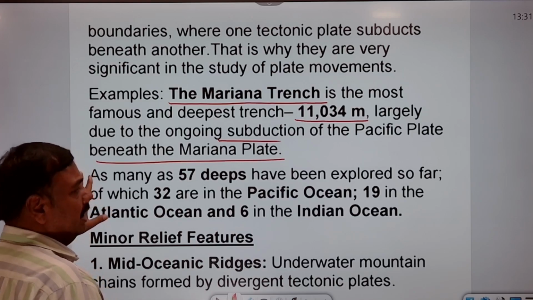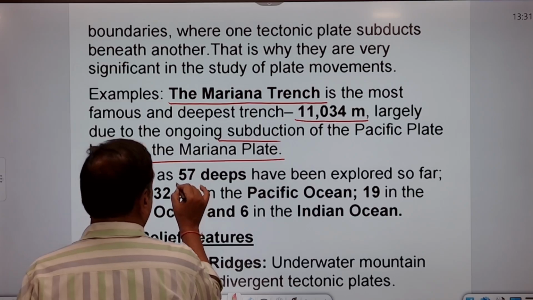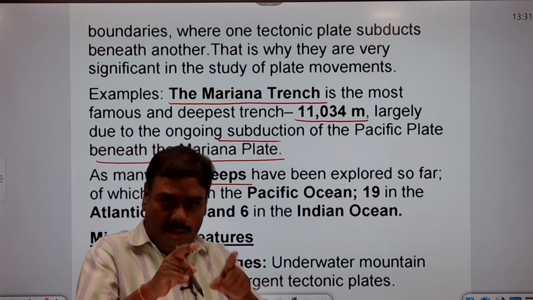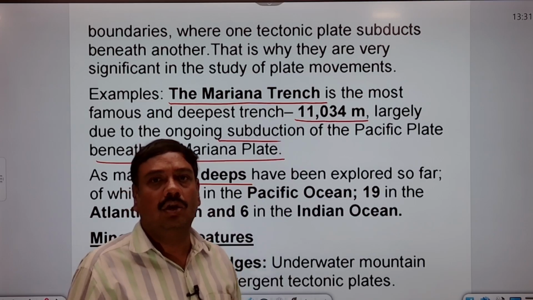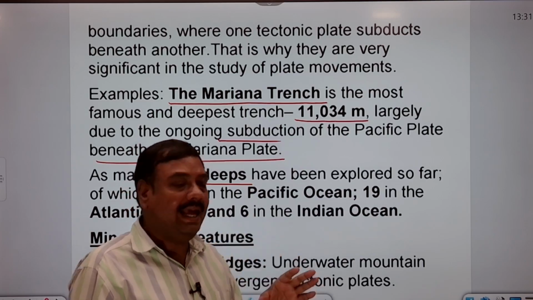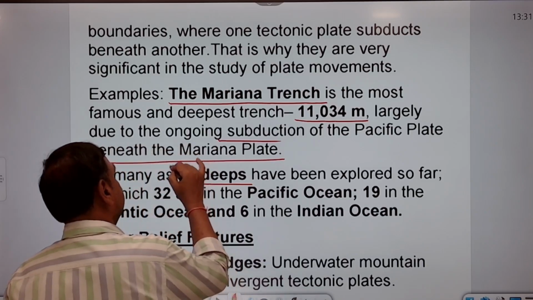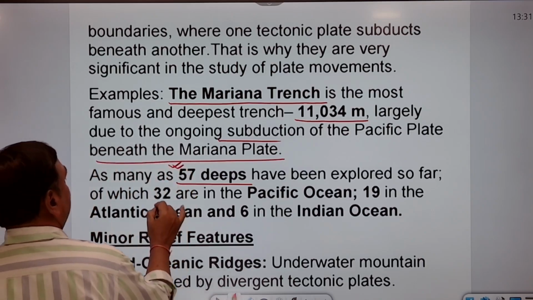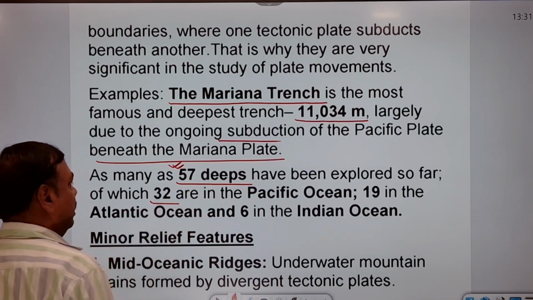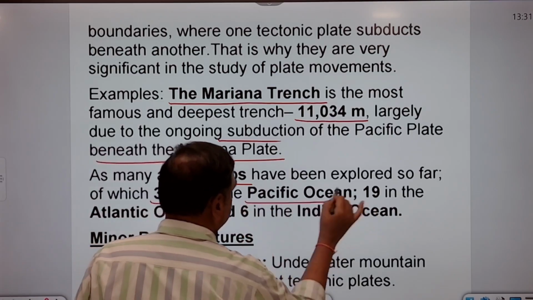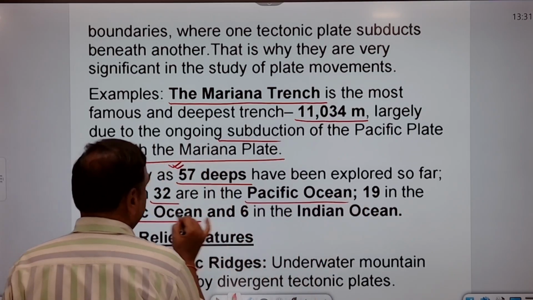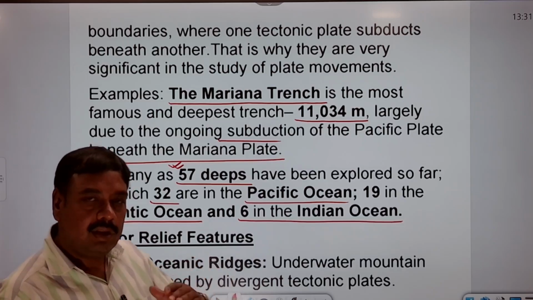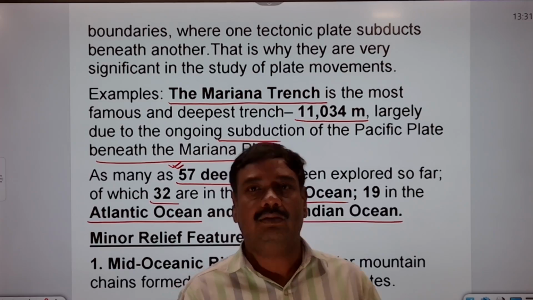One thing which is also given in your NCERT is the total number of deeps or trenches found in the three major oceans. The aggregate number is 57 deeps that have been explored so far: 32 in the Pacific Ocean, 19 in the Atlantic Ocean and 6 in the Indian Ocean. This is the distribution, right?